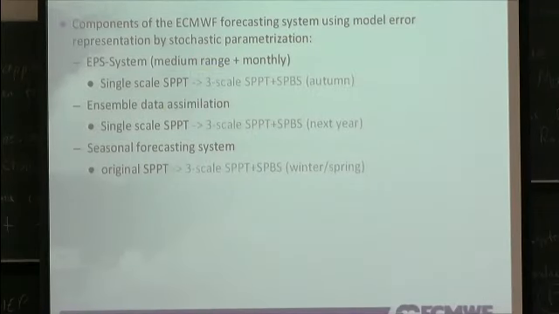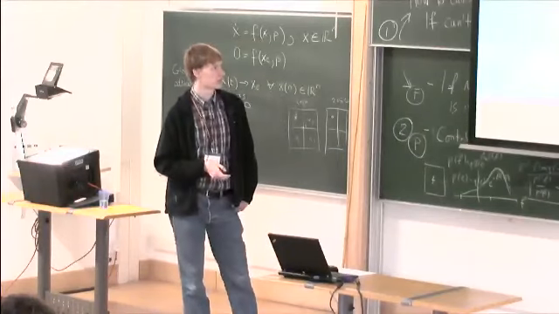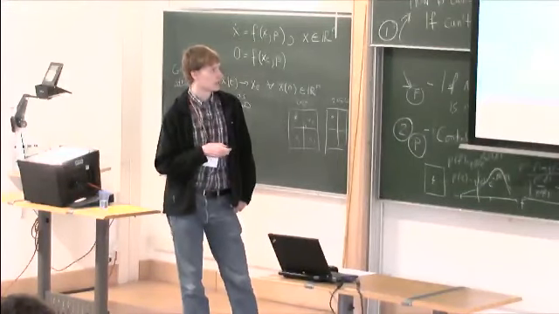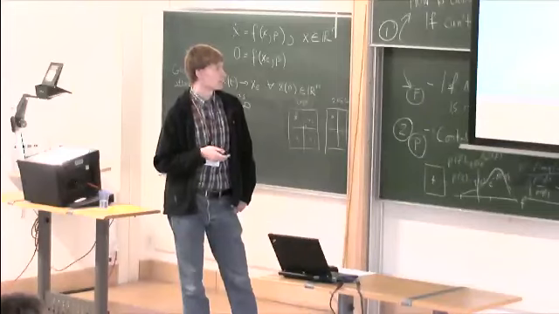So, and where are the schemes now used? In black there are the schemes used at the moment, and in gray are the changes which should be implemented shortly. At the moment, the EPS system uses this one scale SPPT pattern, but if everything goes well, this will be updated to a combination of the 3-scale pattern and backscatter with the next model upgrade. And to keep the ensemble data assimilation consistent with the forecast, it is planned to do this change there as well, but that takes a bit longer and is planned for next year.